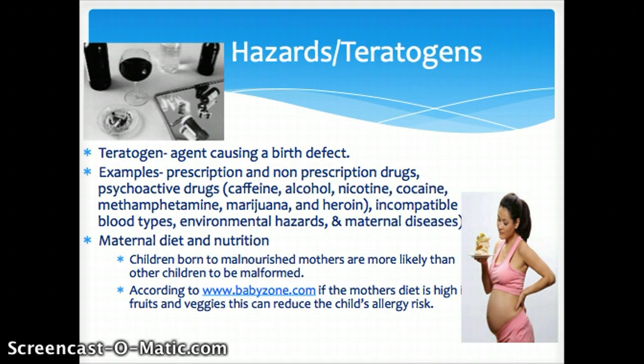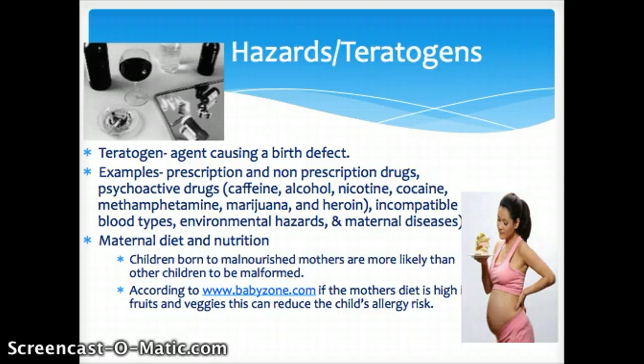The embryo can be affected in many different ways. We call this hazards of teratogens. This is any agent that can potentially cause a birth defect or negatively alter cognitive and behavioral outcomes. Some examples of this include prescription and non-prescription drugs, psychoactive drugs like caffeine, alcohol, nicotine, cocaine, methamphetamine, marijuana, and heroin.